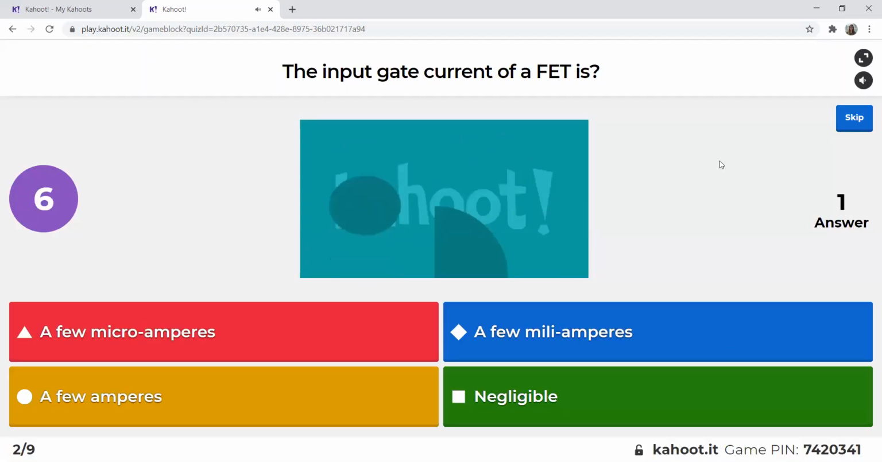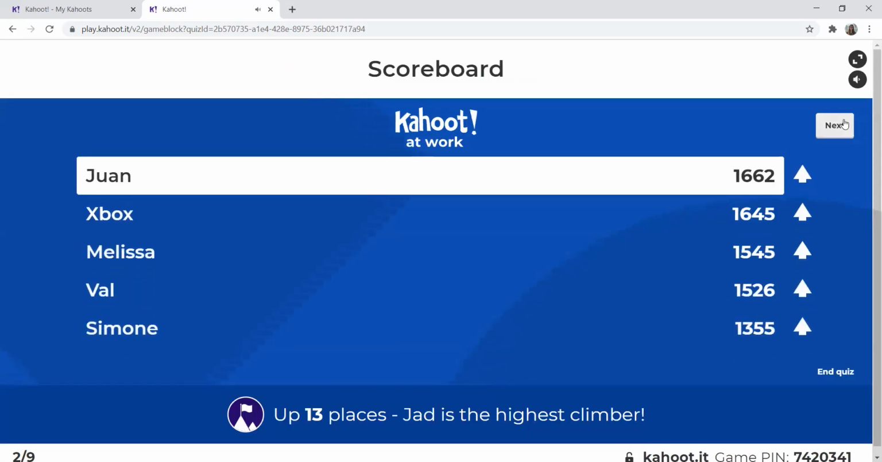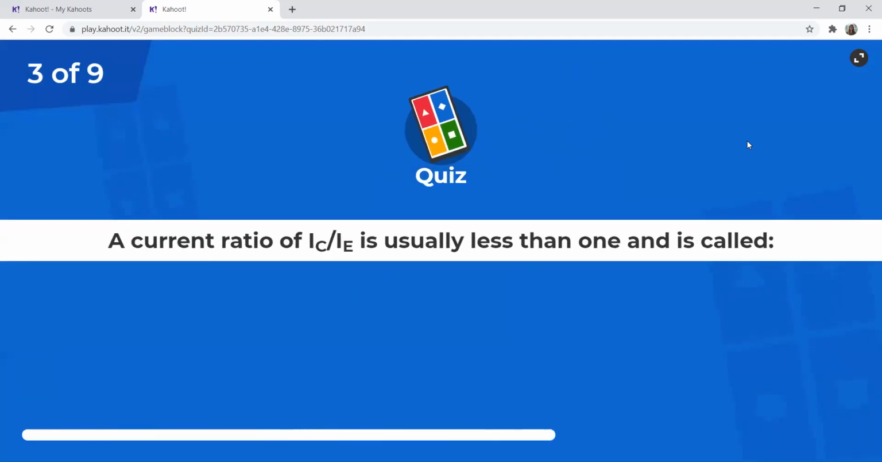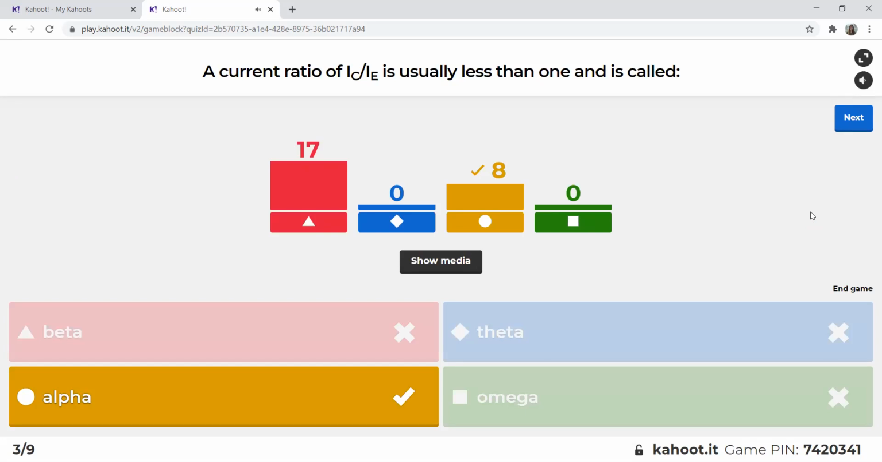The input gate current of a FET is? Correct, it's negligible. That's why we put it as 0. Okay, next question. A current ratio of IC over IE is usually less than 1 and is called? Yes, it's called alpha. So it's the other ratio that we sometimes use but don't often use. But it does exist. We usually use beta.